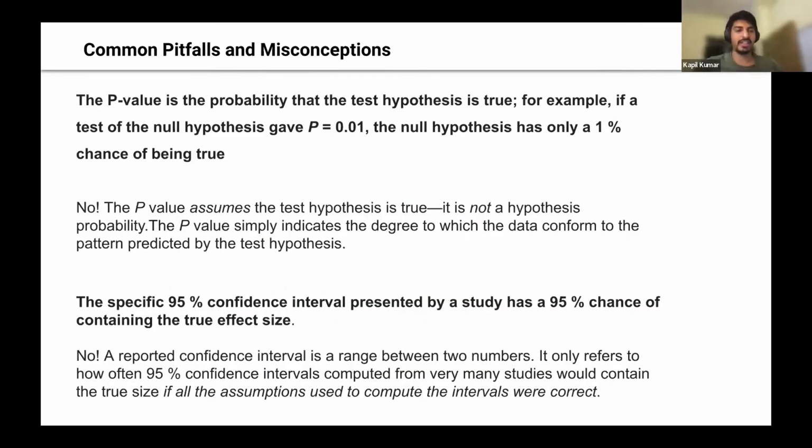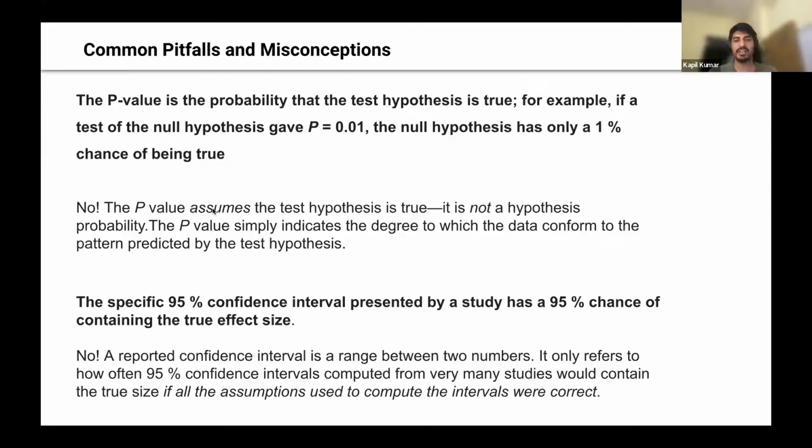The third thing I want to discuss is basically some misconceptions on the p-value and the confidence interval definitions. So the misconception is that the p-value is the probability that the hypothesis is true. For example, people more often than not believe that if the p-value is 0.01, then the null hypothesis has only a 1% chance of being true. This is not the case.